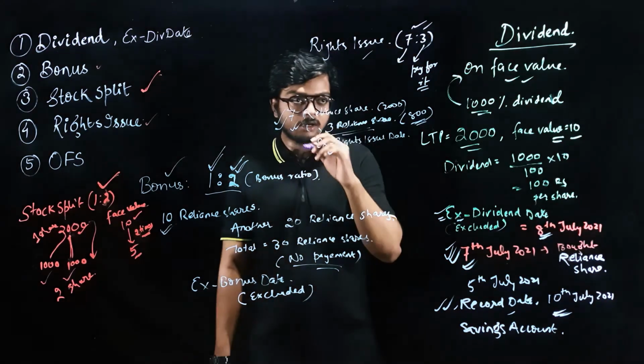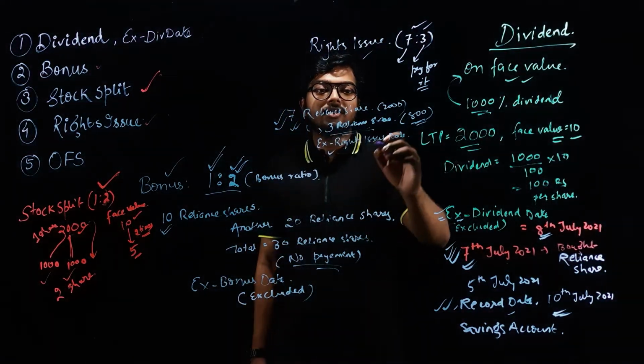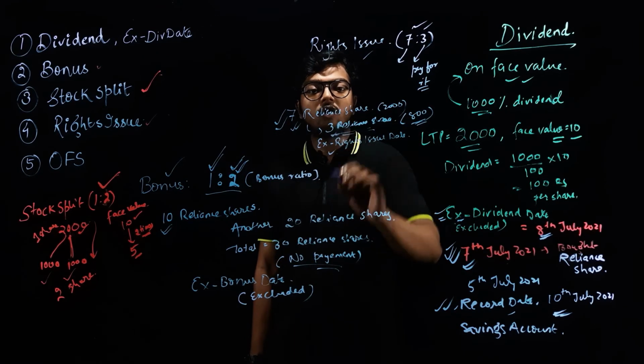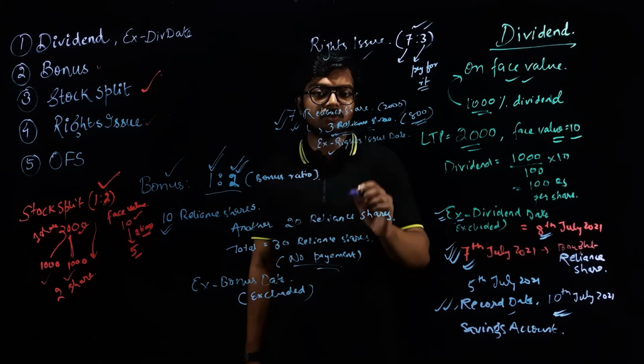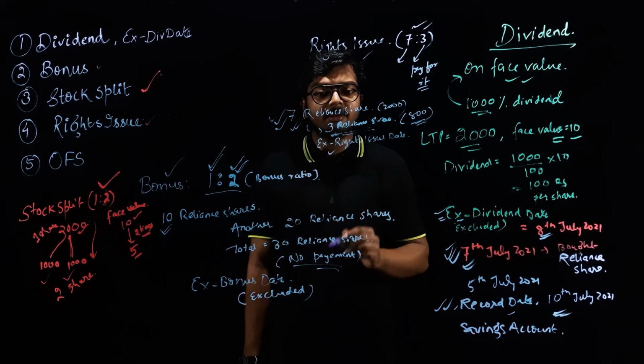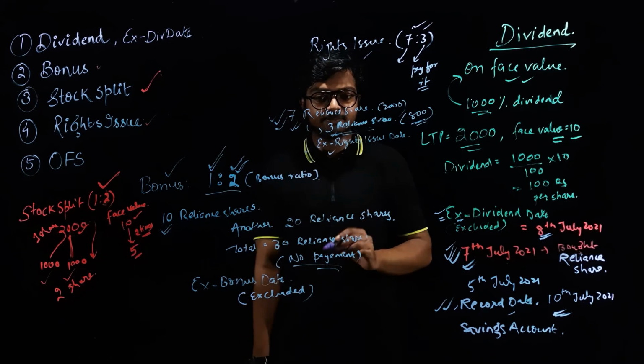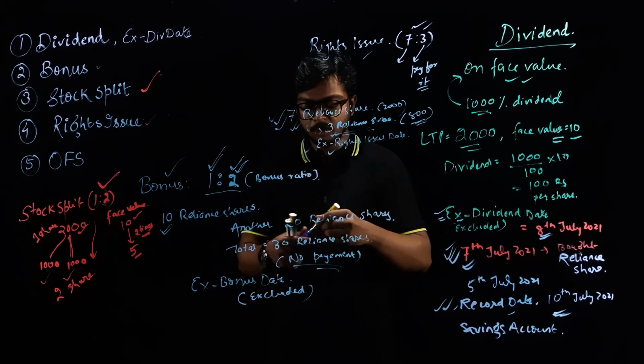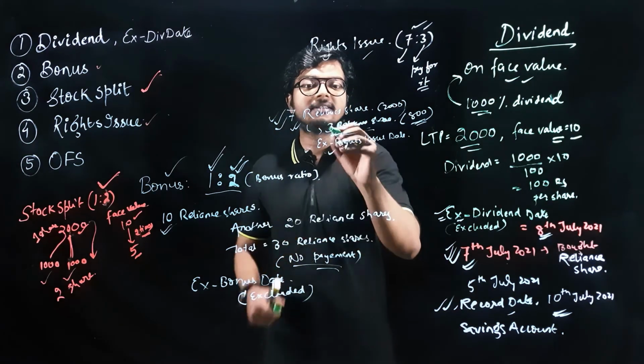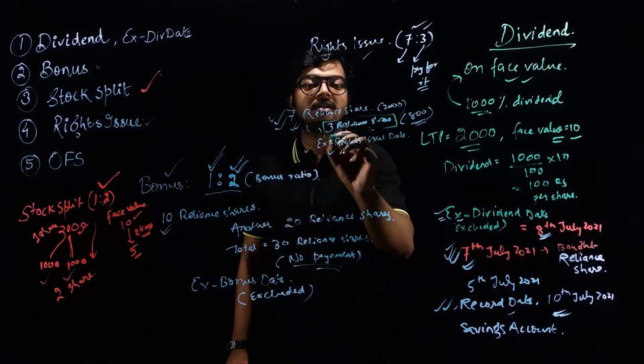Now there are 2 ways actually here. You can also trade these 3 shares. So you had 7 shares before the ex-rights issue date. Now you are eligible for these 3 shares, right?